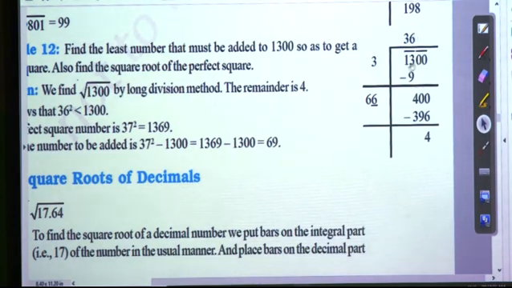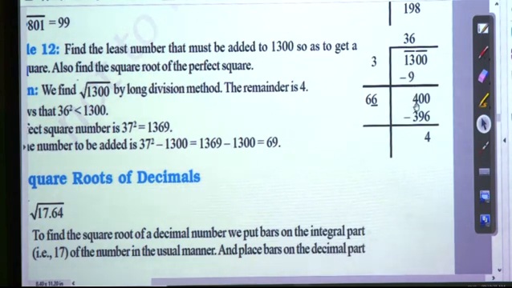Groups of 2 are present here, that is, 2 bars are present. The first bar has the value 13. Nearby squares: 3 square is 9, 4 square is 16. So 3 square, 9, is suitable because 16 is greater than that. 3 into 3 is 9.